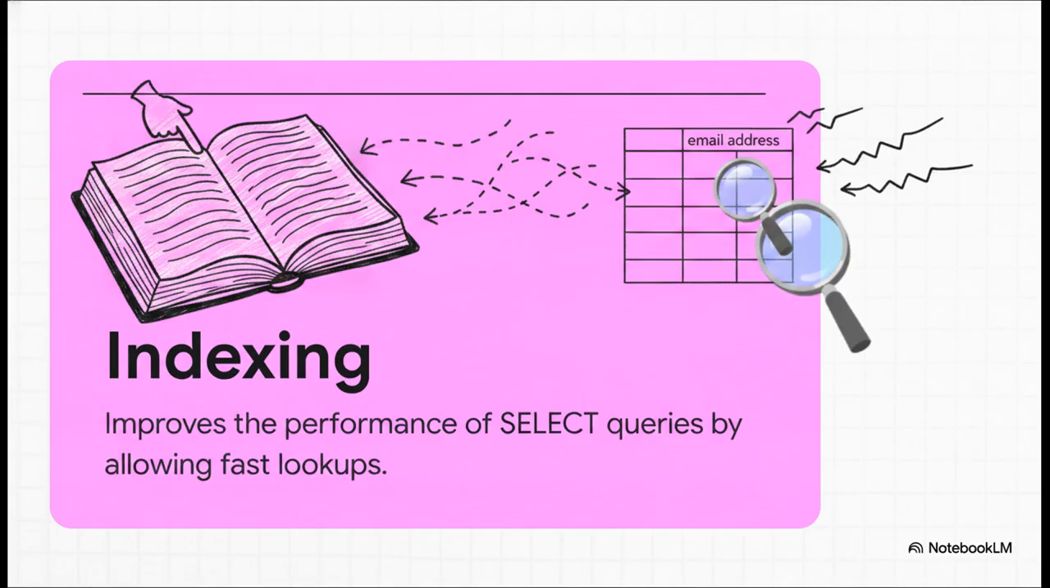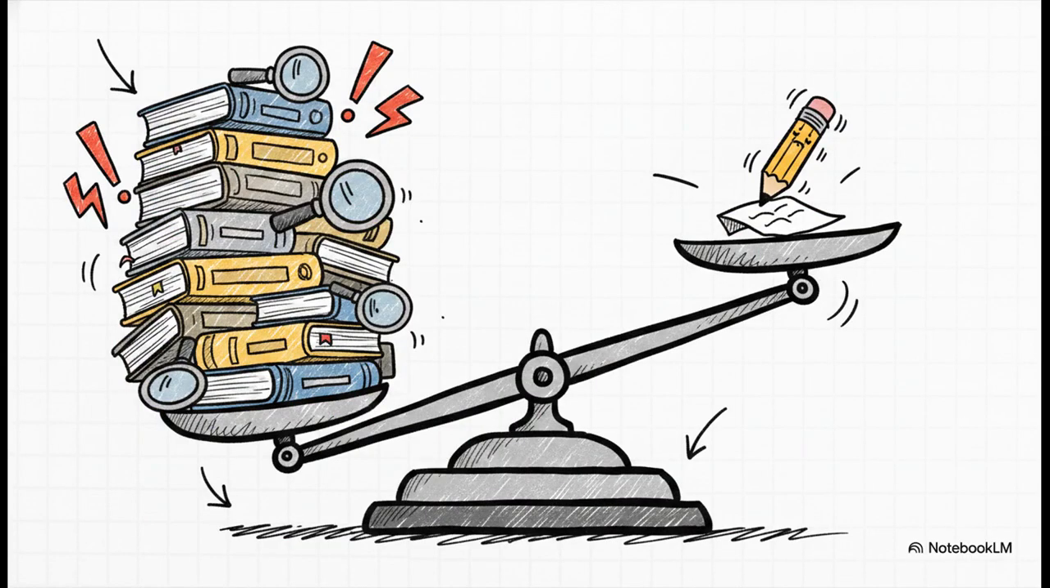Instead of reading every single page to find a specific topic, you just flip to the index, find the exact page number, and boom, you go straight there. In MySQL, creating an index on a column, like a user's email address, speeds up searches exponentially, especially when you're using those columns in where clauses or as your join keys. And actually, this is absolutely crucial, so pay attention here.